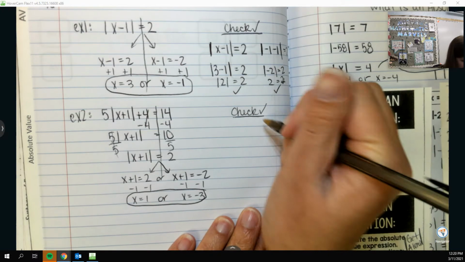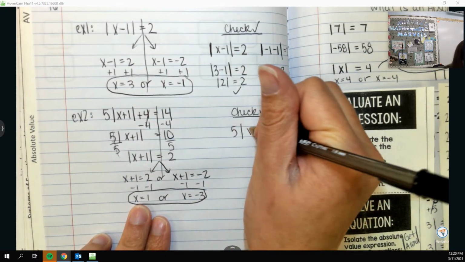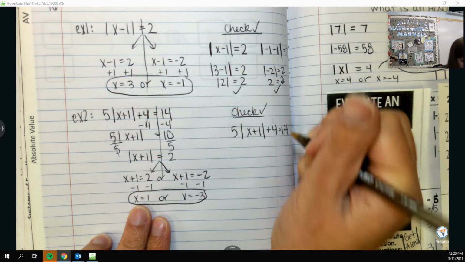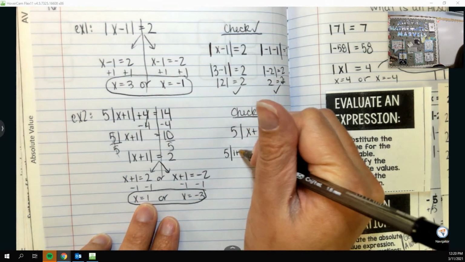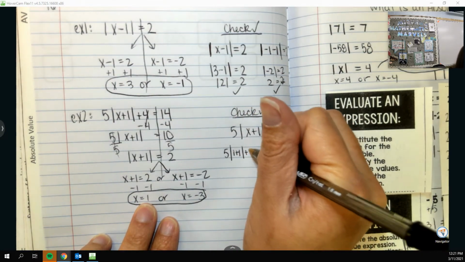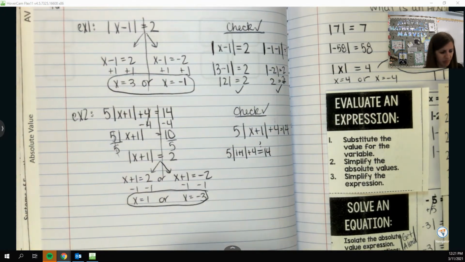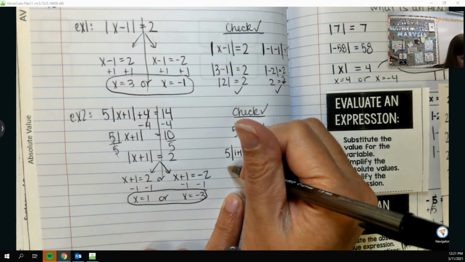Check, check. So if we go back to our original equation, then we want to plug in our 1. So we'd have 5 times the absolute value of 1 plus 1, plus 4. And now it's like a question, is that 14? Let's simplify. So we got to do what's in the bars first, and 1 plus 1 is 2.